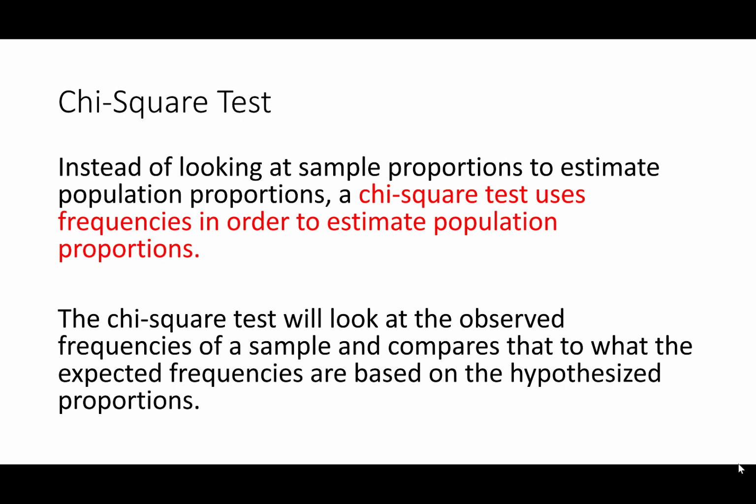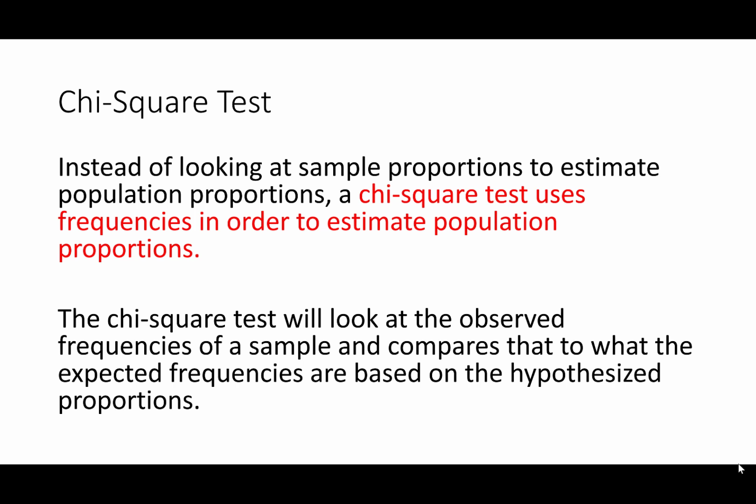While this chi-squared hypothesis test is testing claims about population proportions, we won't actually be using sample proportions per se to estimate them. Instead, what this test does is it uses frequencies. If we remember, a frequency is like the count, the number of times something has occurred. The proportion we can think of as like a ratio, the number of times something has occurred over the total sample size.